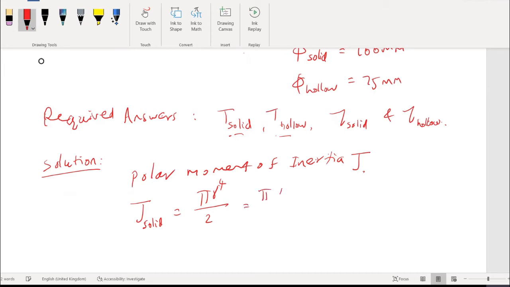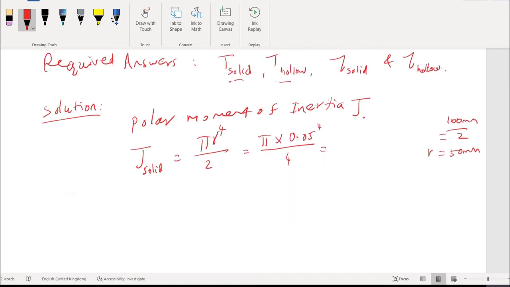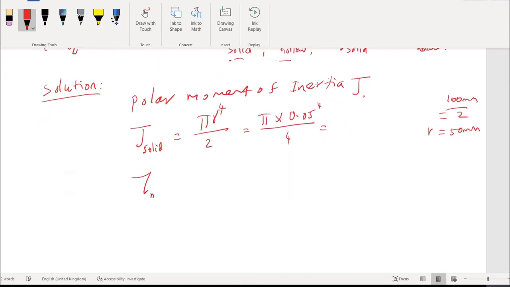The formula is pi r to the fourth by 2. Let's substitute pi times r. How much is r? In the first case the diameter is 100 mm, so the radius will be divided by 2, 50 mm. I substitute this 50 mm divided by 1000, which is 0.05, to the power 4, divided by 2. What is the answer? Get me the answer. And then similarly I write the value for hollow.